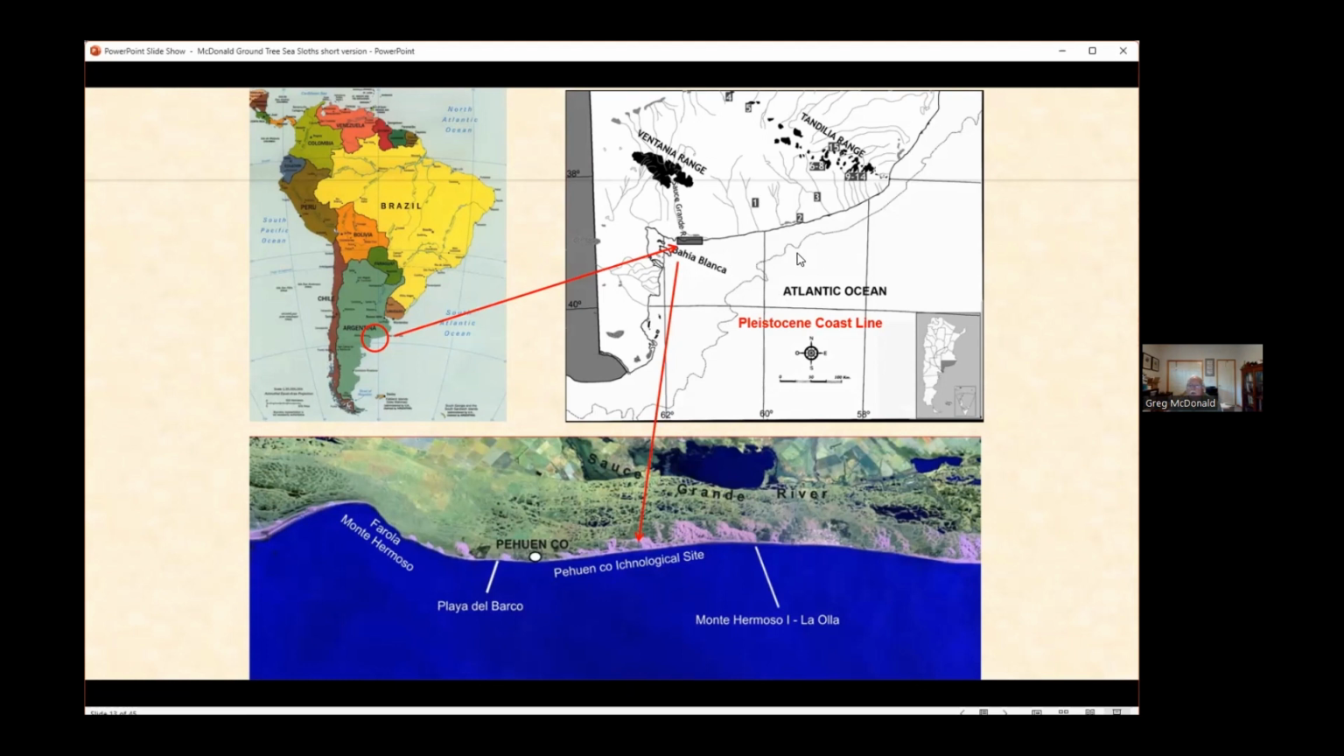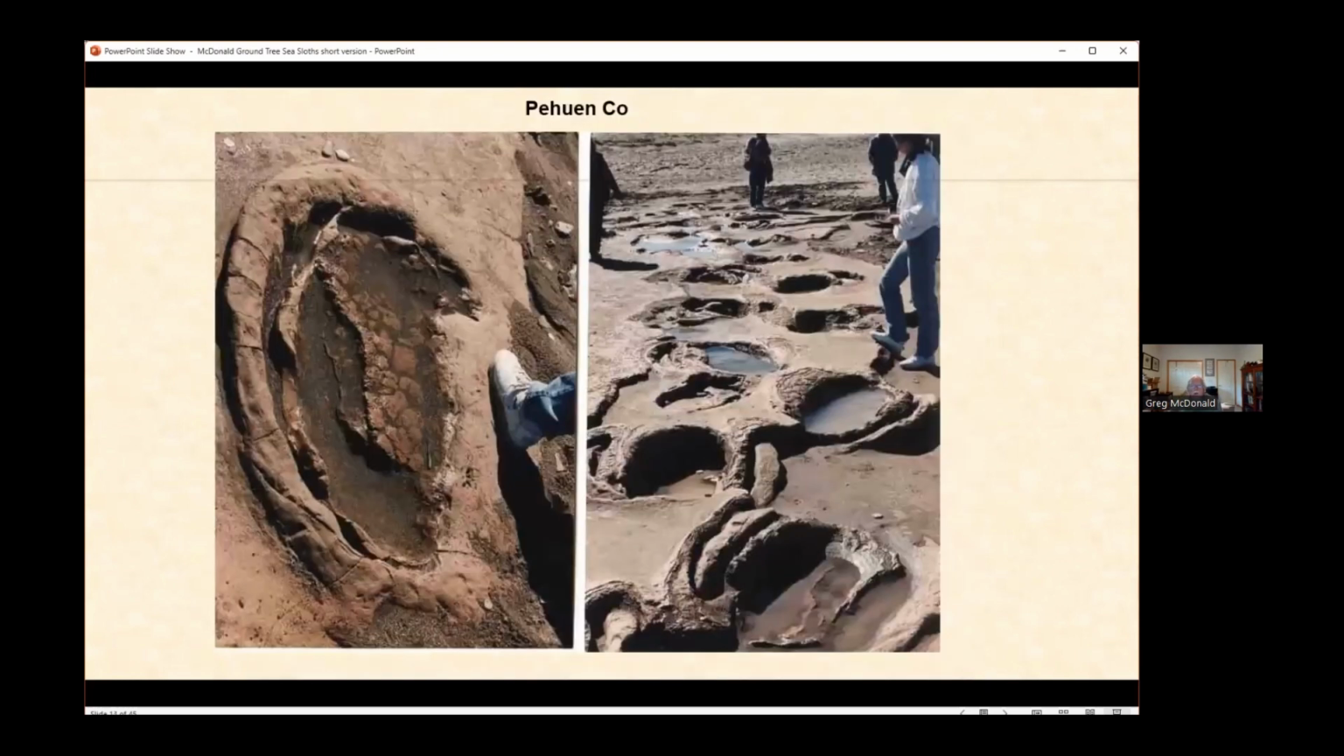And so you have the coastline here during the glacial maximum, the glaciers building up in the north, the drop in sea level exposing this coastal plain. And so Bahia Blanca at one time was well inland and not on the coast as it is today. And as I said, this is famous for its tracks.